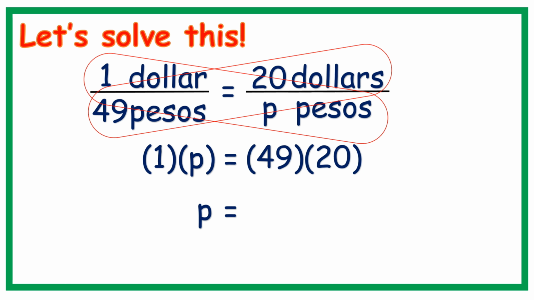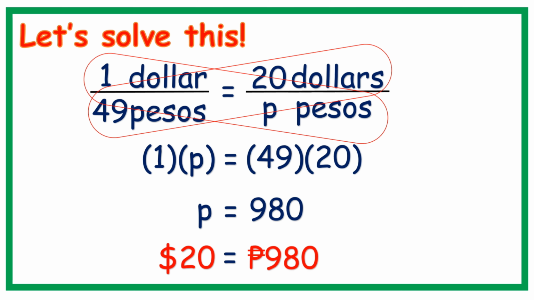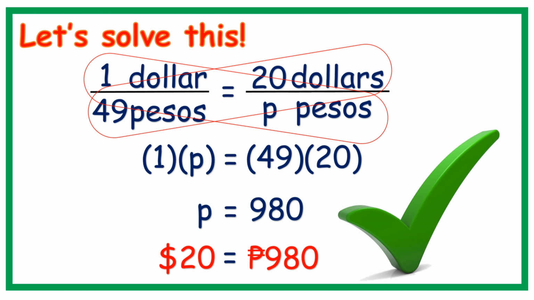49 times 20, the answer is 980. That's it. If you have $20, its equivalent pesos is 980. That's it. You got it.